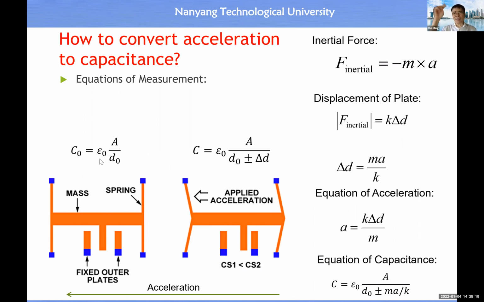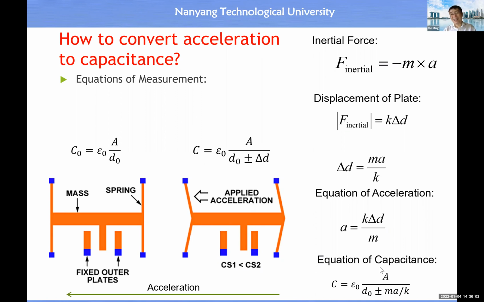Then in the lecture when we talk about the measurement of capacitance, so you remember this equation. Capacitance is proportional to area, inversely proportional to the distance between the two parallel plates, okay? At the neutral position, we have C0 equal to epsilon 0, A divided by D0. And when there's an acceleration, when the movable plate changes, then the D will become D0 plus or minus delta D, okay? And the delta D is equal to this one, okay? Now we replace the delta D by this equation. Then we have capacitance as a function of acceleration here, okay?